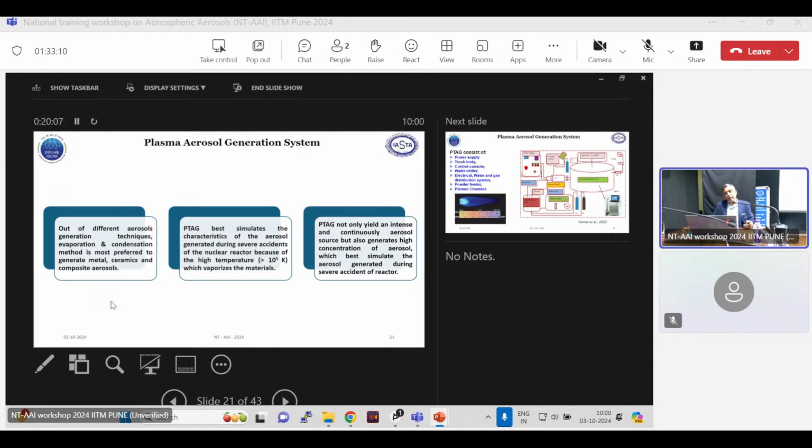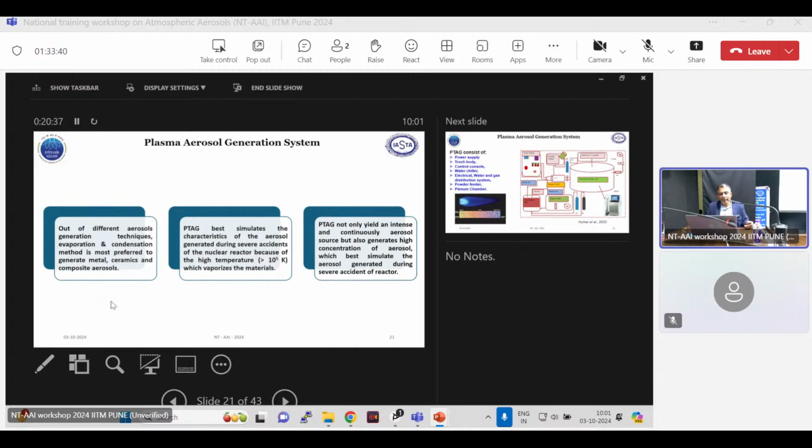So we have a plasma torch aerosol generator. This generator is different from other generators and it can generate any metallic or ceramic aerosol. If the environment is inert, then it will be a pure metal aerosol. If the environment is atmosphere, then it will be an oxide aerosol or some other chemical. It depends on what metal you are using for the generation.